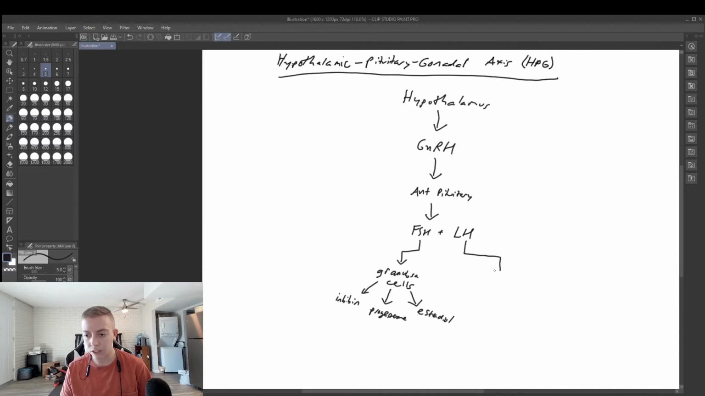And then LH is going to act on a type of cells called theca cells, which are also in the ovary. And theca cells are responsible for producing a molecule called androstenedione. And androstenedione is a weak form of testosterone, which is converted via aromatase.